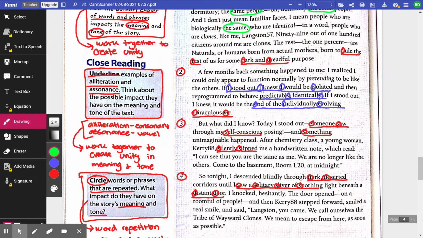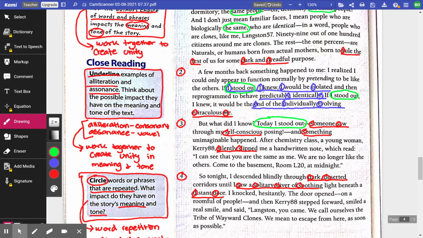He uses this phrase, I stood out. So that gets repeated twice here. So it says, if I stood out, I knew I would be isolated and then reprogrammed to behave predictably identically. If I stood out, I knew it would be the end of the individually evolving miraculous me. So he repeats that phrase, I stood out, twice there. And then again in paragraph 3, he repeats it one more time. He says, but what did I know? Today I stood out. And he's talking about how somebody noticed that he was a little bit different from everyone else.